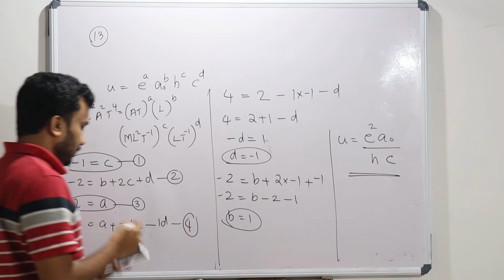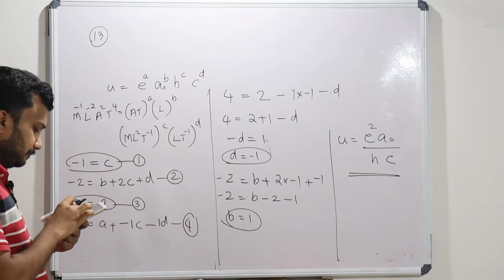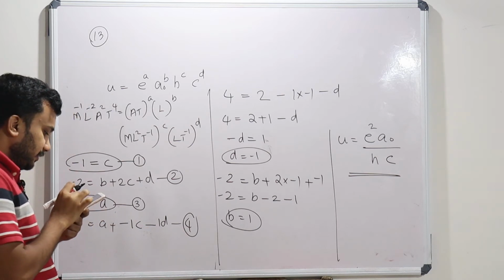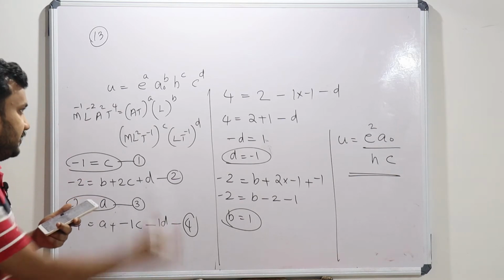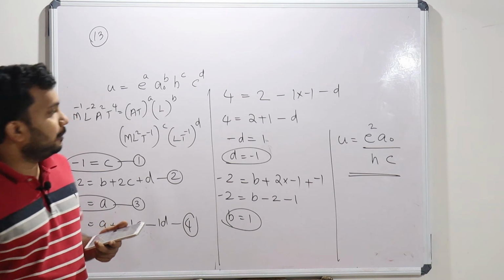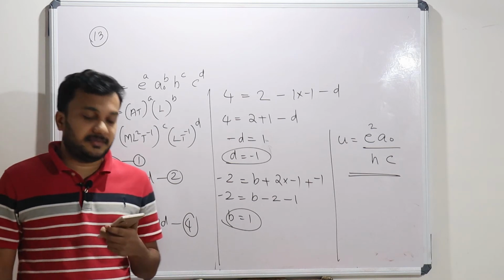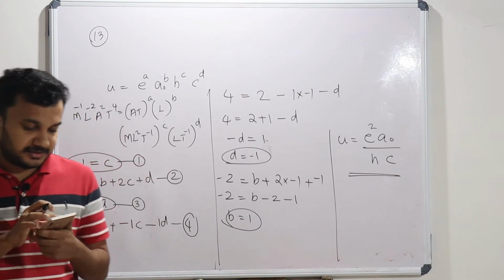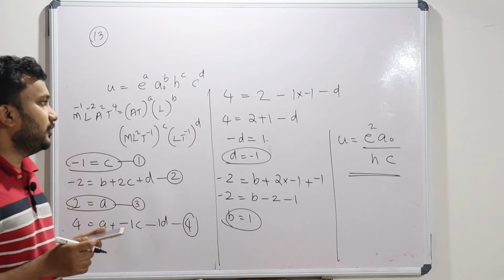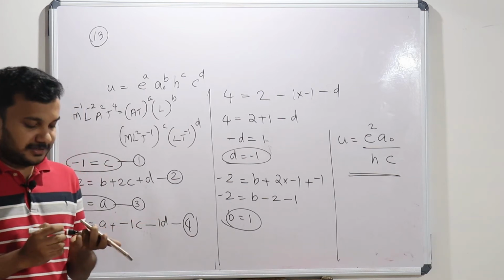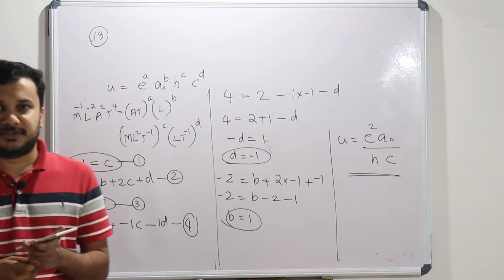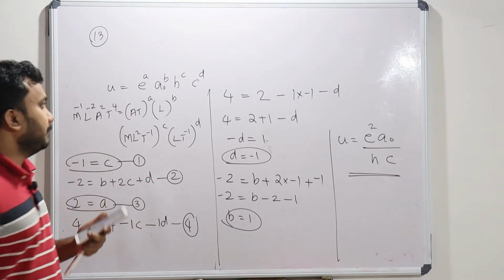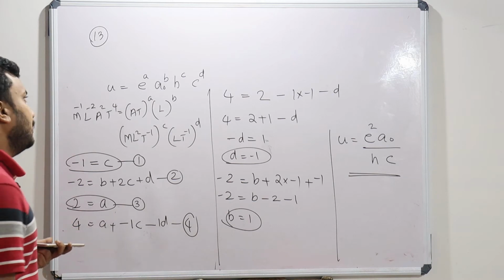So E square A naught divided by HC. It matches with option number D, the last option. So the answer is D for the 30th question. This is a little bit lengthy question, but if you are continuously practicing, it will become faster and faster for you over time. Okay, let's move to the next question.